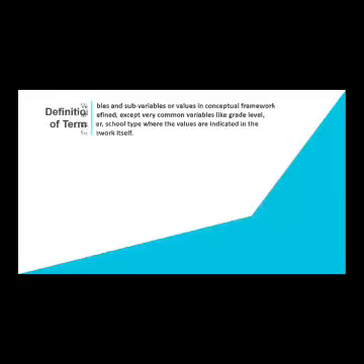We are almost done. And for the last but not the least part, we have the definition of terms. The variables and subvariables or values in the conceptual framework are defined, except very common variables like grade level, gender, and school type, where the values are indicated in the framework itself. The definition of terms are of two types: the conceptual definition and the operational definition. In the conceptual definition, the term is defined using general concepts from different sources such as books, journals, and studies. While in the operational definition, the term is defined the way it is used in the study.